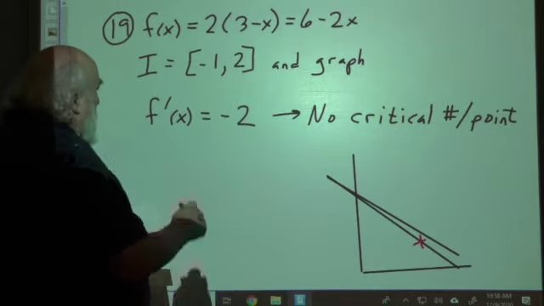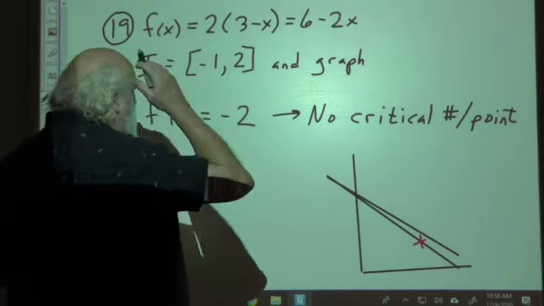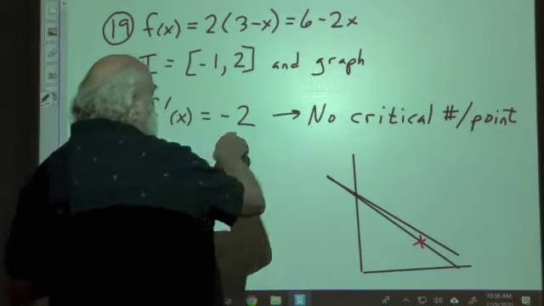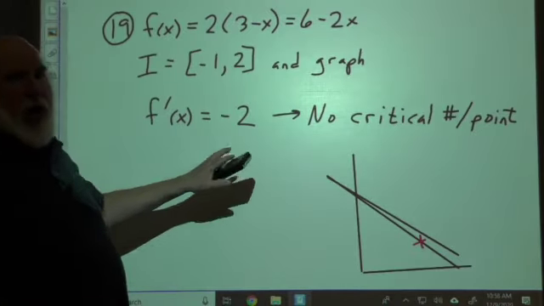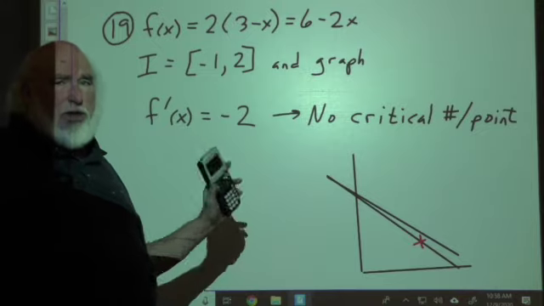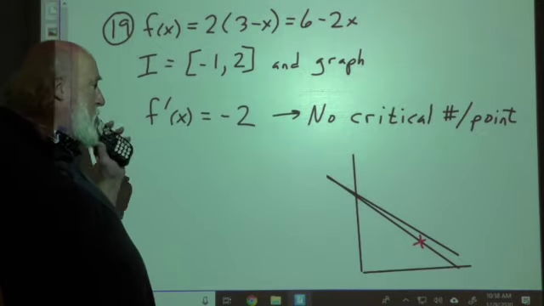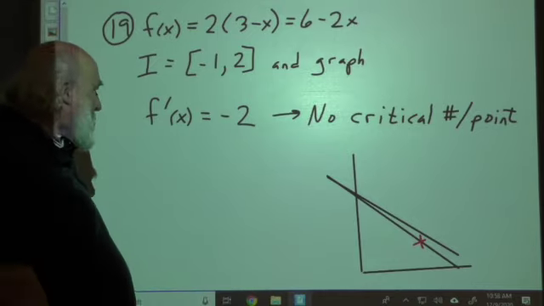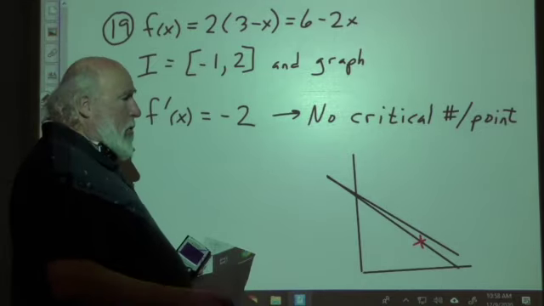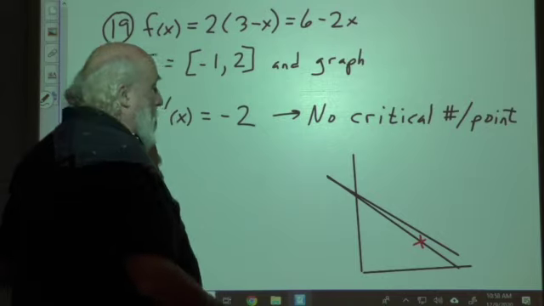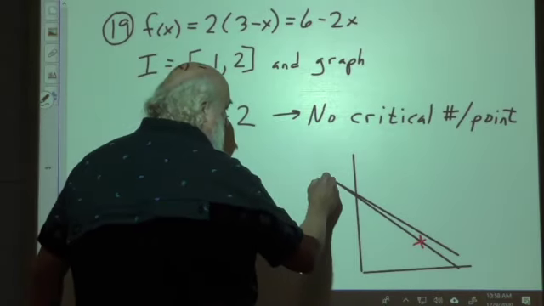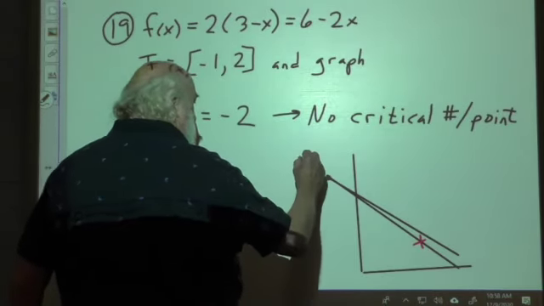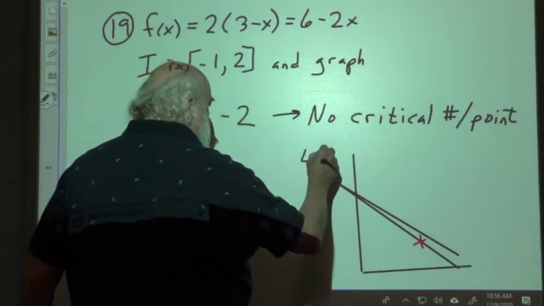Okay, so first of all, there's no critical point for this, because in order to have a critical point, you have to have a slope of 0 at some point in your graph. Well, there's no 0. This is a straight line. It's going to stay -2 as long as it goes. So we don't have a critical number or a critical point. So what we are going to have then is what we call a left endpoint.